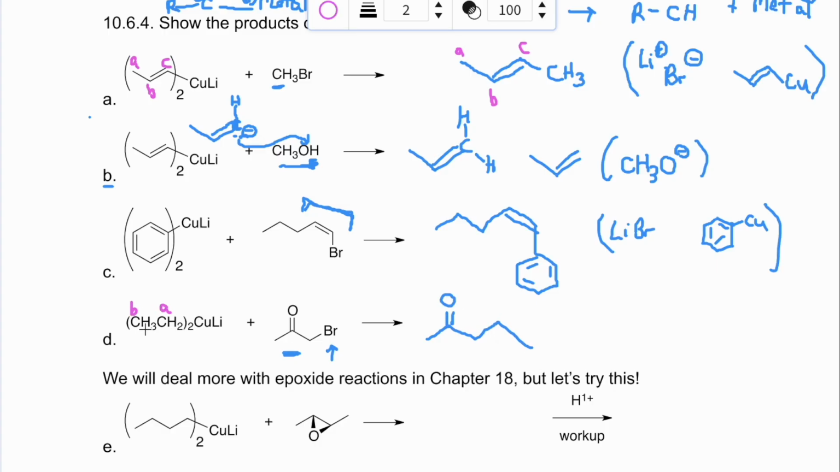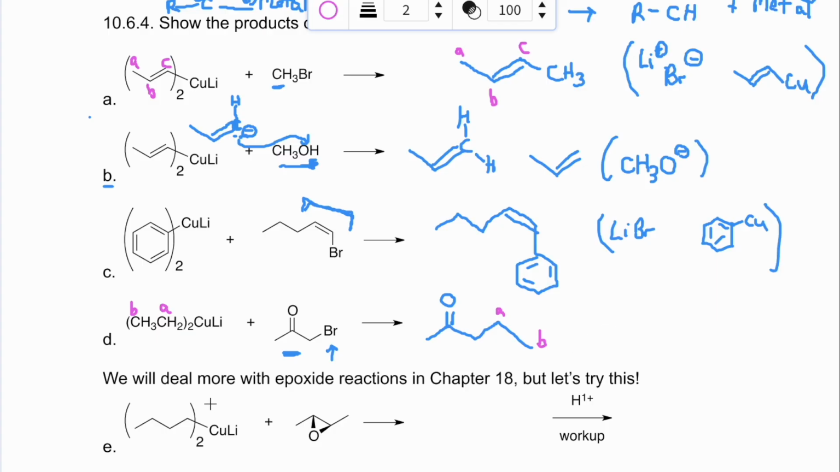So here's our 2 carbon chain. It ends up over here. We had 1, 2, 3 carbons to start. Now we have 1, 2, 3, 4, 5. So we've added 2 new carbons to our molecule.